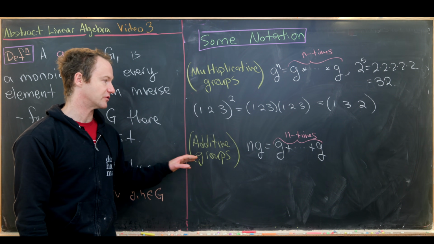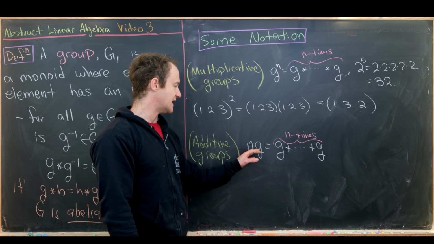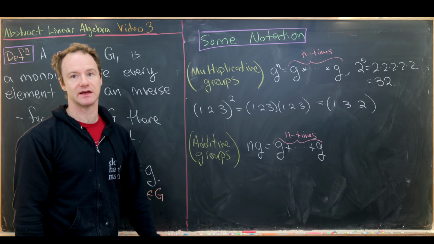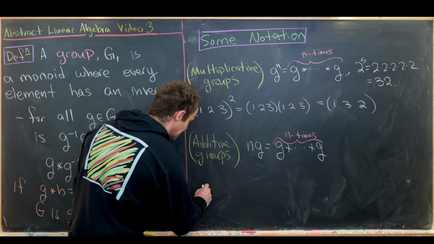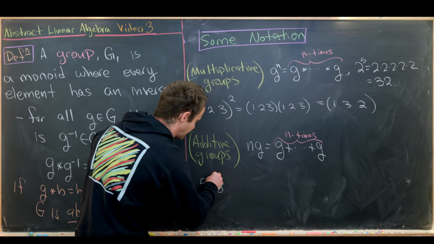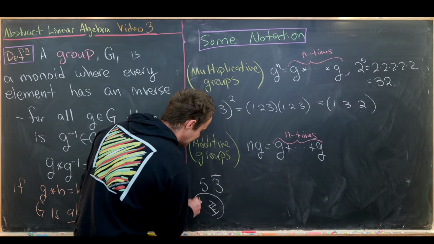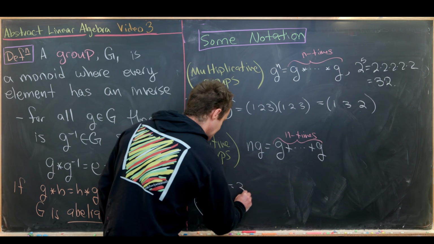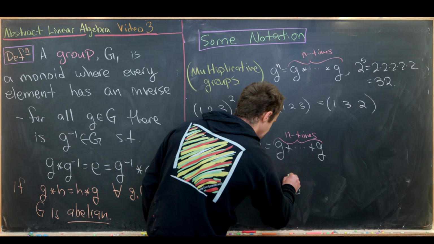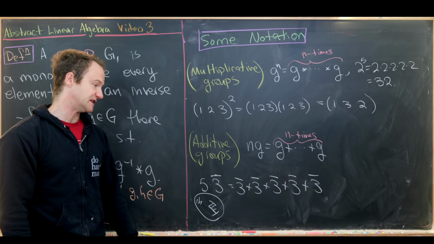Now in additive groups, instead of writing an exponent, we write it as a multiplier. So n times g is the same thing as g plus g plus g, n times. So for example, if we take 5 times, maybe, 3 bar, and let's say here we're inside of Z4, that's going to be the same thing as 3 bar plus 3 bar plus 3 bar plus 3 bar plus 3 bar. And this is inside of Z4.